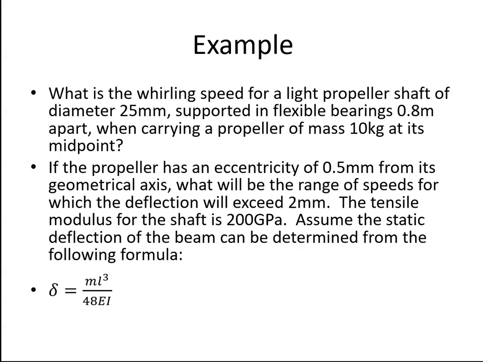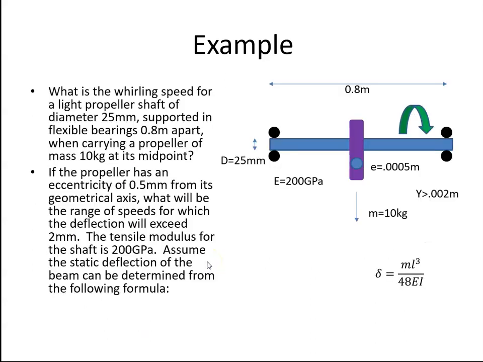Assume the static deflection of the beam can be determined from the following formula. Okay, so what have we got? So this is our shaft. The propeller is centered on this shaft, and it has a mass of 10 kg and an eccentricity of 0.0005 meters. The length of the shaft is 0.8 meters, and we're told the deflection, what are the speeds at which the deflection is greater than 0.02 meters.